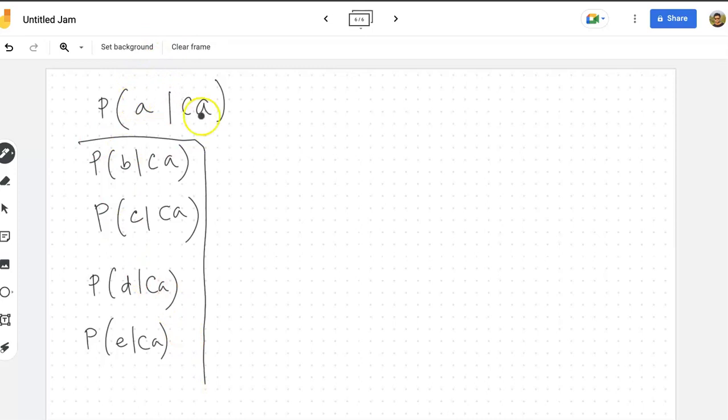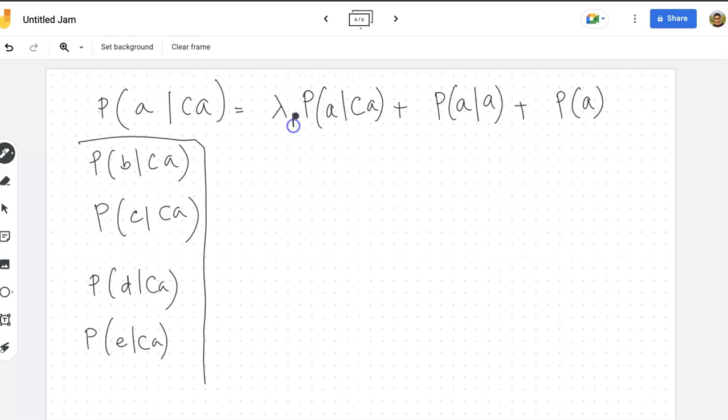Now let's see. Here I will solve the first one. As per the formula, how will you solve this? This is a trigram thing. So first the actual trigram probability, then the bigram probability, and then the unigram probability. And each should be accompanied with some linear factors.